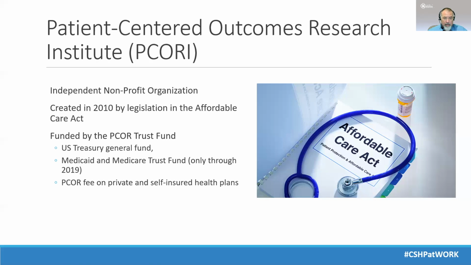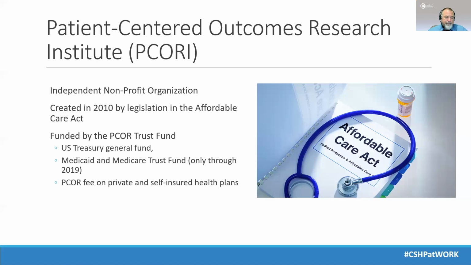that came out of the U.S. Treasury General Fund, the Medicaid and Medicare Trust Fund, and then a fee that's assessed on private and self-insured health plans. And so if you have private or self-insured health plan in basically any United States insurance company, then you would be contributing a small amount of money each year to PCORI. It doesn't go directly to them. It goes into a fund, so they don't actually directly touch that money that's coming in from the insurance companies.